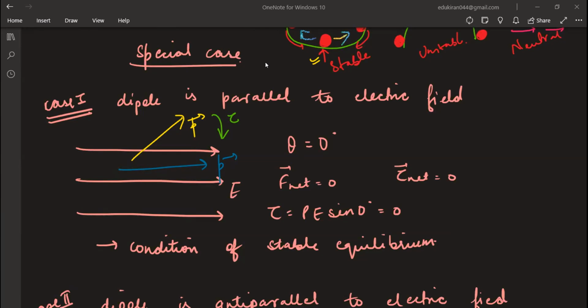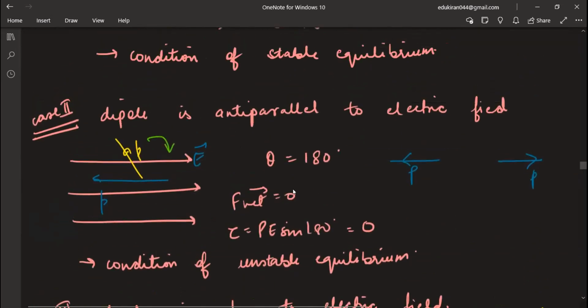It can happen that the angle is not known, but in that case, the values of the triangle sides will be given. So using your trigonometry, you can find out what sine theta is. Somewhere or the other, these will be mentioned. Similarly, if it is anti-parallel, this would be 180 degree.